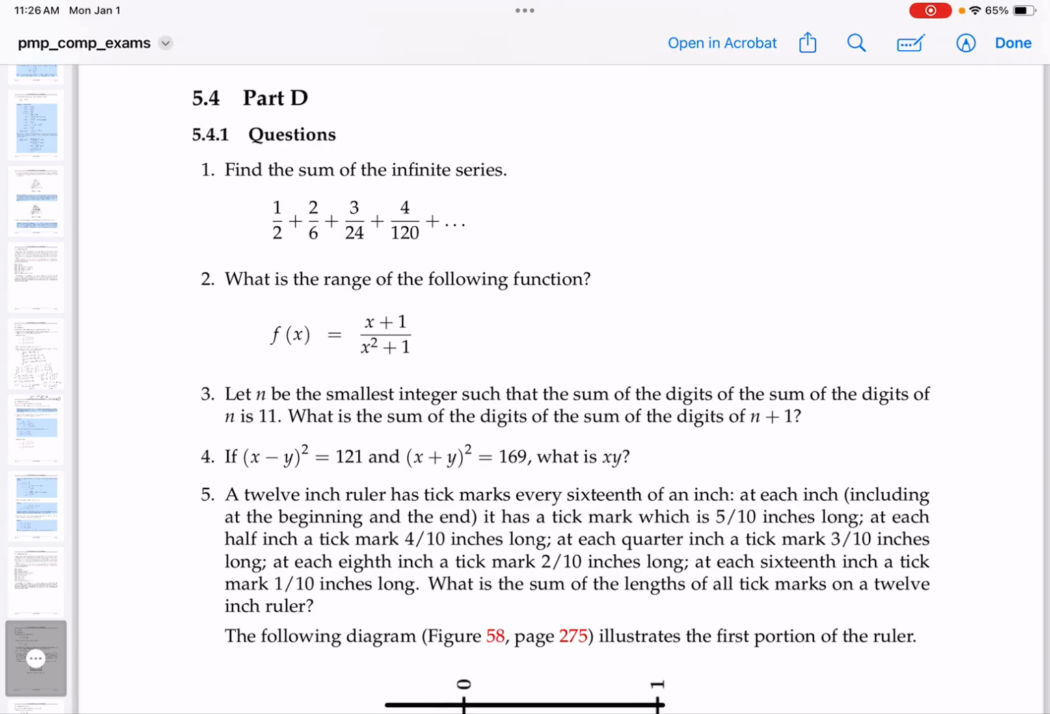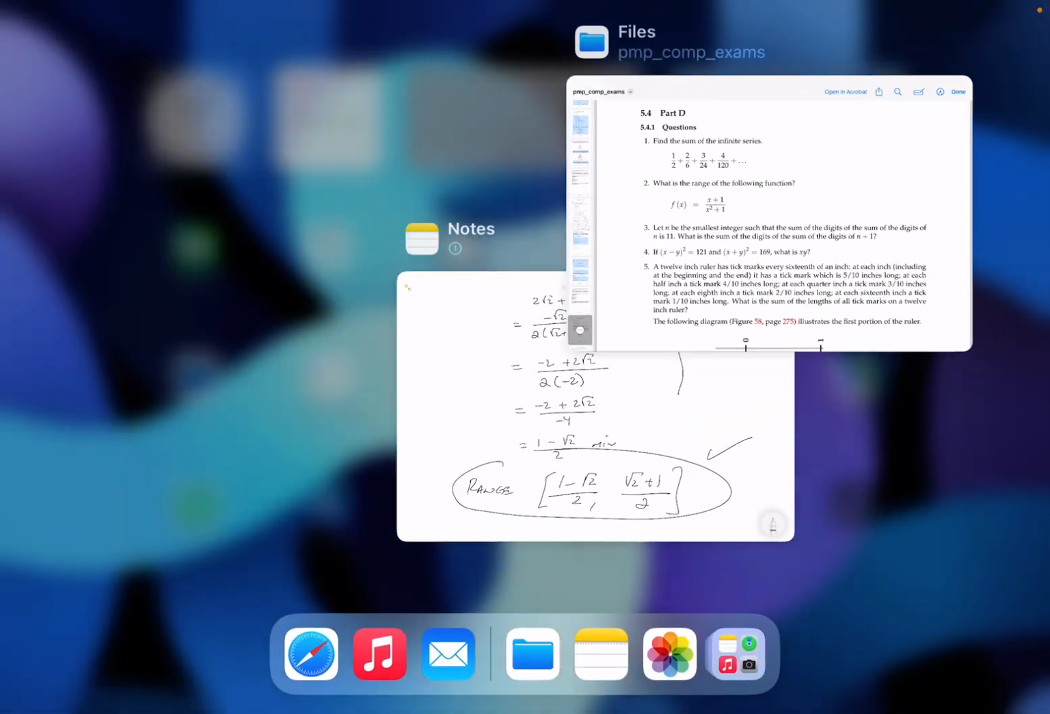All right, number 3, kind of a tough read, I think. It says, let n be the smallest integer such that the sum of the digits of the sum of the digits of n is 11. What is the sum of the digits of the sum of the digits of n plus 1? It's a tongue twister. So I'm going to go to the whiteboard and try to think about it.